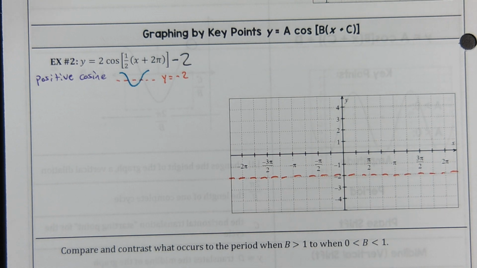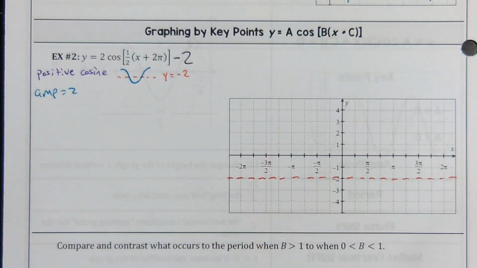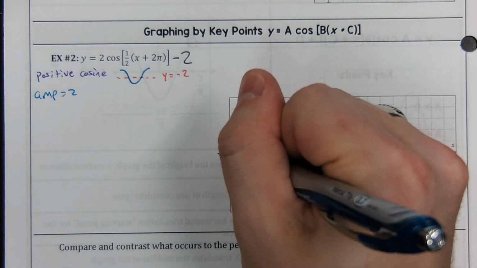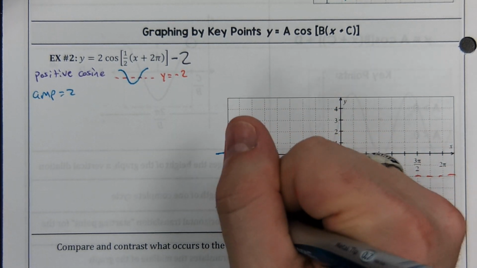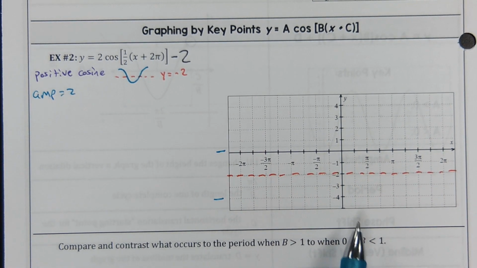Amplitude is 2. We care because that tells us how far up and how far down to go. So I know I'm going to go up to this line, and I'm going to go down to this line. I guess we could have used 3. We just would have been topping out or bottoming out on our picture, but whatever.